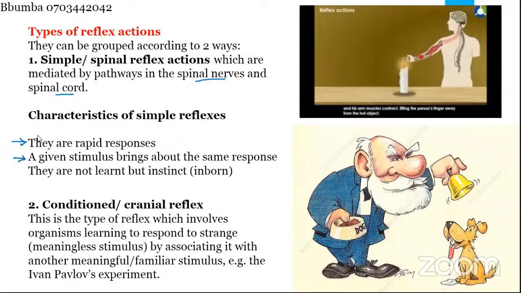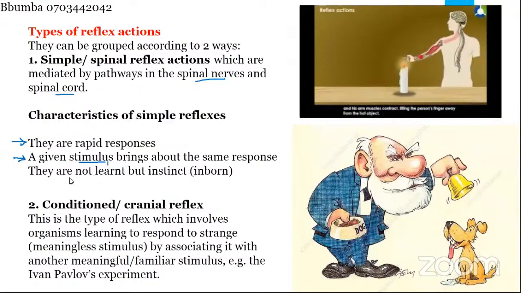For example, every one of you, whether you are a Muzungu, a white man, a boy or a girl, whether you are a black man, an Indian, or a Jew, as long as you are a person, it will be the same response. A black man, when they touch a hot object, the response will be the same as the white man. So a given stimulus brings about the same response in that particular organism.